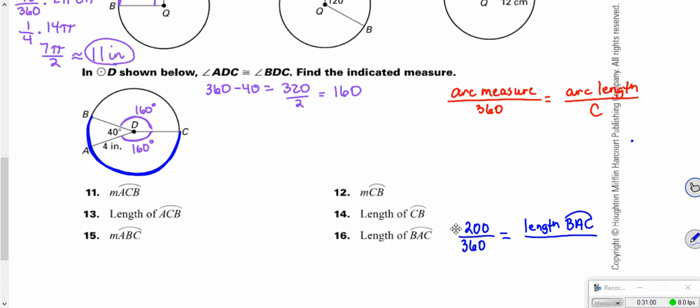They give us a radius of 4, so that is 2 pi times 4. If I poke all that in a calculator, remember I'm going to multiply the diagonals, the 200 times 8 pi, and then divide by 360. That is going to give me an arc length of approximately 13.96 inches. Hope that's helpful. Okay, let's go to the back page.